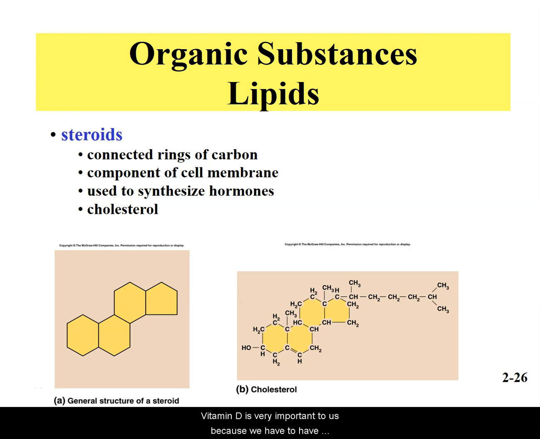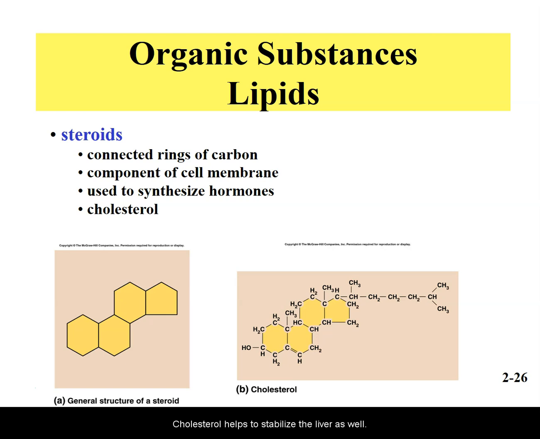Vitamin D is very important to us because we have to have vitamin D in our small intestines, and if we don't have the vitamin D, we are not able to absorb calcium. Even though we take calcium in our diet or in a vitamin, we would not be able to absorb it unless we have vitamin D in our gut.